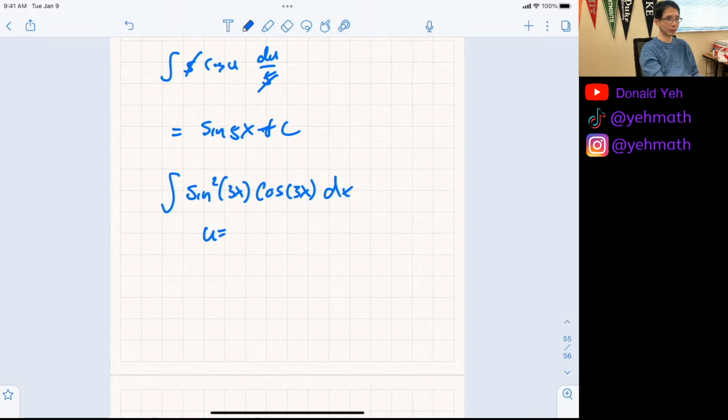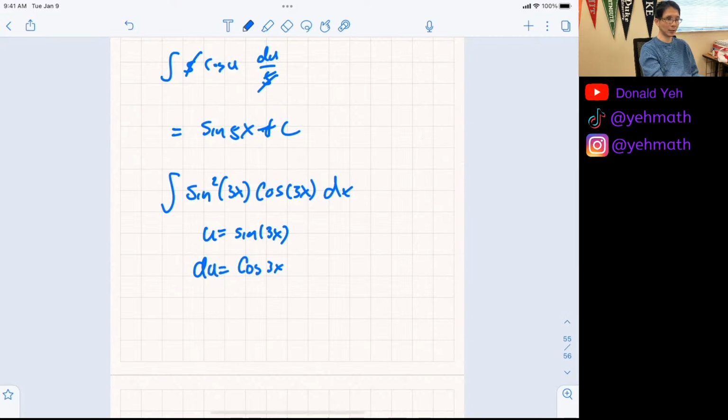Nicholas, what do you think? Sine what? It has to be an argument. You don't have sine of x here. Three, like how do you deal with that 3? Just leave it there. Oh, the 3 can be there? Yeah, it can be there. Oh, yeah. Okay. Then du equals what?